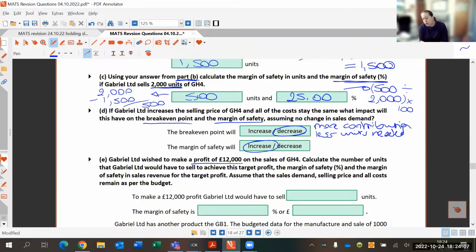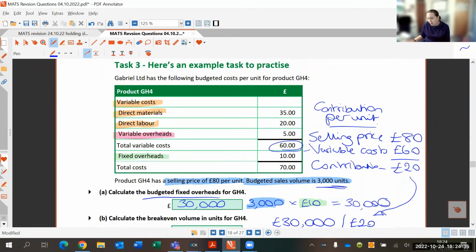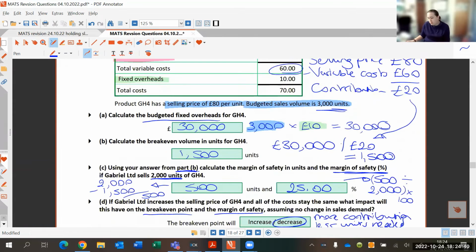Okay, so Gabriel wished to make a profit of £12,000 on this product now. So we now need to calculate the number of units that he needs to sell to achieve the target profit. We are going to assume that all the figures are as originally based. We're not going to look at part C and part D. We're going to look at our plan from the original figures at the very beginning of the task. So we're looking at all this information in the table and then the budgeted volume of 3,000 units.